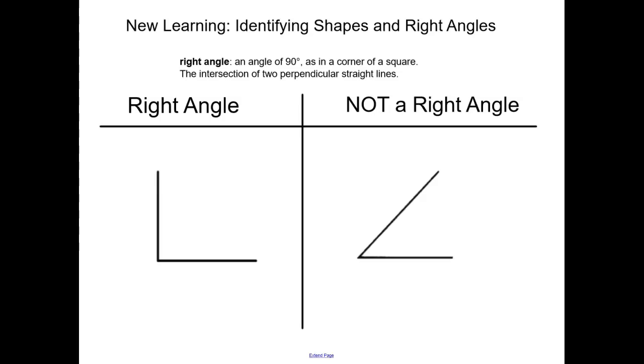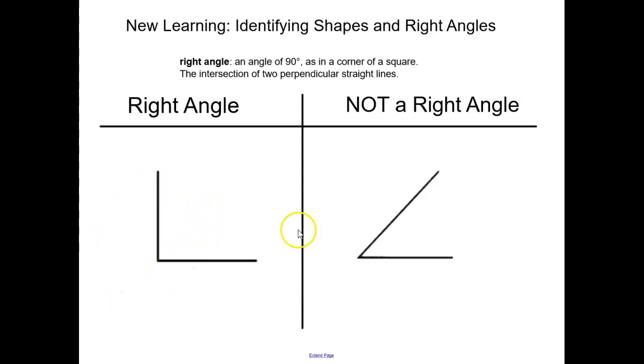You know a little bit about right angles already. You know that they're an angle of 90 degrees, as in the corner of a square or a rectangle. Just like a piece of paper has 4 corners. Each of those corners is a right angle. Trace the corner of your paper. That angle that you just traced is a right angle. It's where 2 perpendicular straight lines come together.